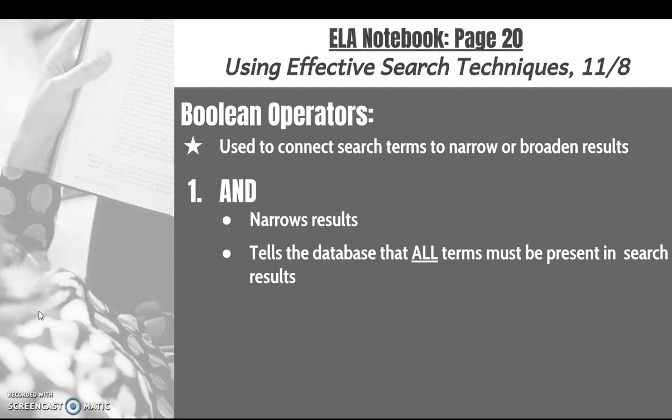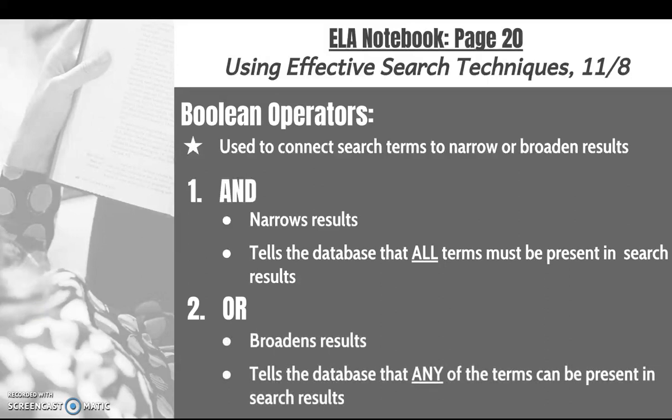The second Boolean operator I'm going to share with you is the word or. Now, or does the opposite. Or broadens results. It helps you find more information because or is used to tell the database that any of the terms can be present in your search results.